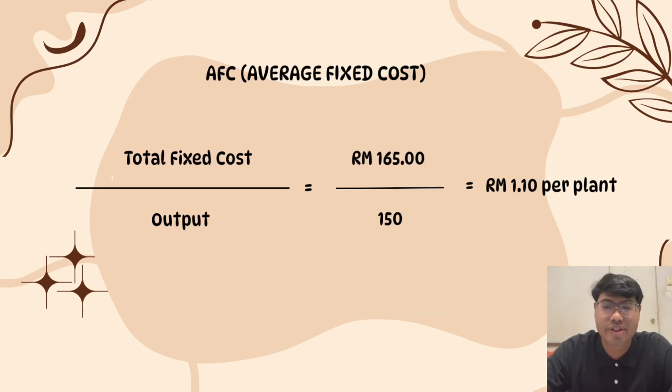This slide shows average fixed cost. If you want to find average fixed cost, you have to divide total fixed cost by output. Total fixed cost is 165 ringgit. You have to divide it by output. Output is 150, and the answer is 1 ringgit 10 cents per plant.